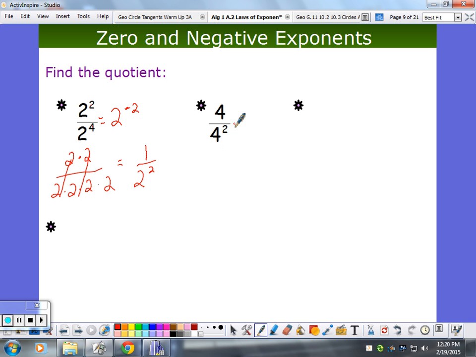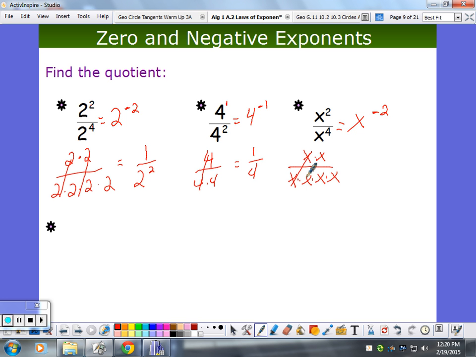Let's see what this is. According to our rule, that's a 1, right? What's 1 minus 2? What is that? That's 4 over 4 times 4. 1 over 4. Okay, well, according to our rule, subtract, right? 2 minus 4. What is that? That's x times x over x times x times x times x. 1 over x squared. What's happening?